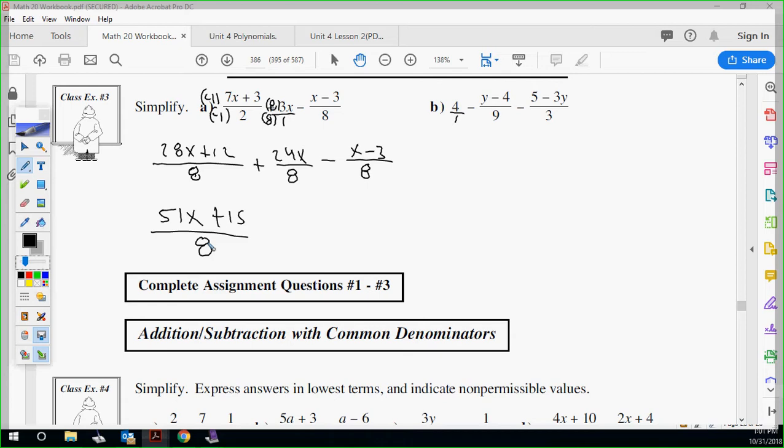Okay, this one's got a double negative sign, so that's something we're going to make sure we watch out for. 3 does go into 9, and 1 goes into 9, so we can all meet at 9. So that means I'm going to have 36 over 9 minus y minus 4 over 9 minus 15 minus 9y all over 9. So I have it written all the way out now.